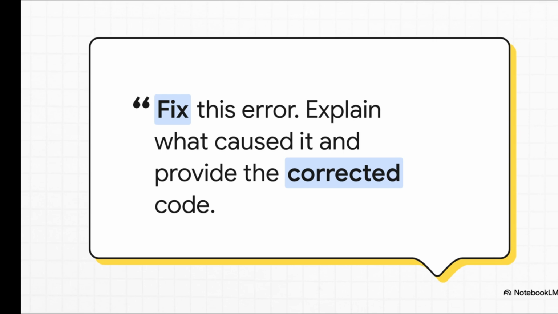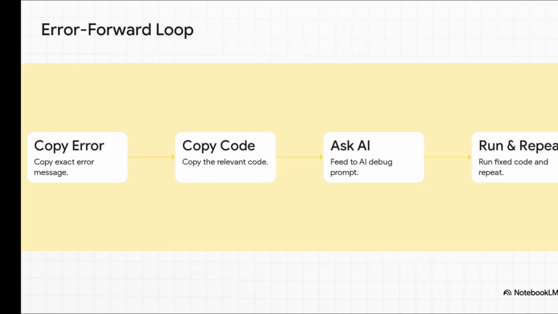But listen, you can't just paste the error text alone. You absolutely must give the AI complete context. Paste the exact error message, sure, but you also need to paste your full component code and just briefly explain what you are actually trying to do. We call this the 4-step error-forward loop.